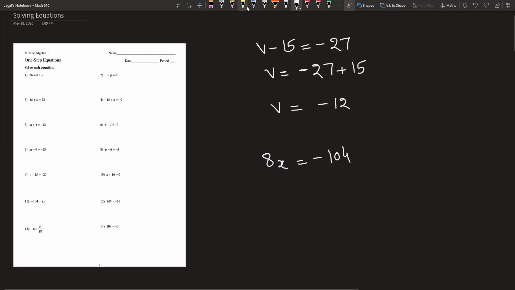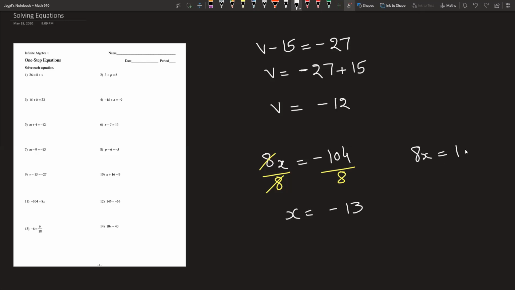You can either divide both sides by 8, right? This will just cancel, and your x will be equal to minus 104 divided by 8. Now, guys, what's 104 divided by 8? 13. Negative 13. Exactly, and you're going to just leave the negative there. Okay, that's one way of thinking about it.